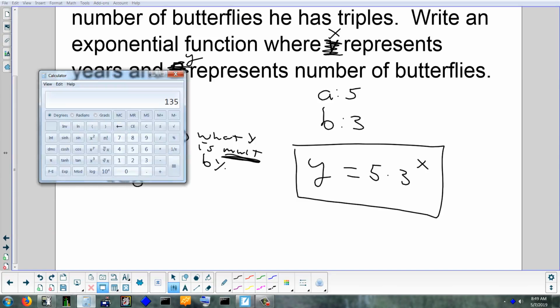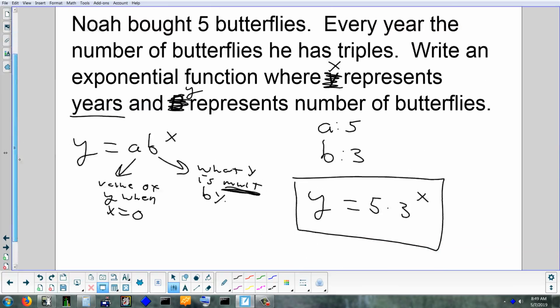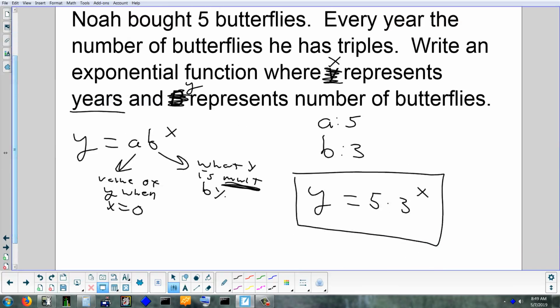Now, if you wanted to do it for 30 years, you could do times 3 and just keep track of how many times you pressed it. But that's going to take forever. Just use the formula. It's a lot faster. Any questions on that?